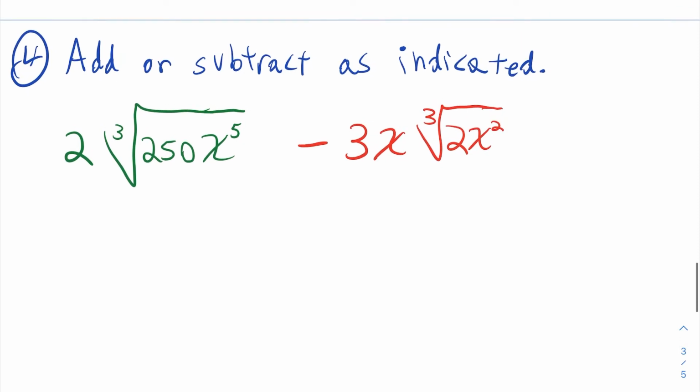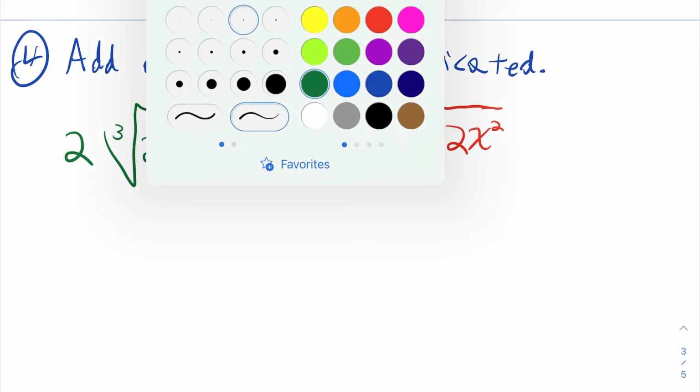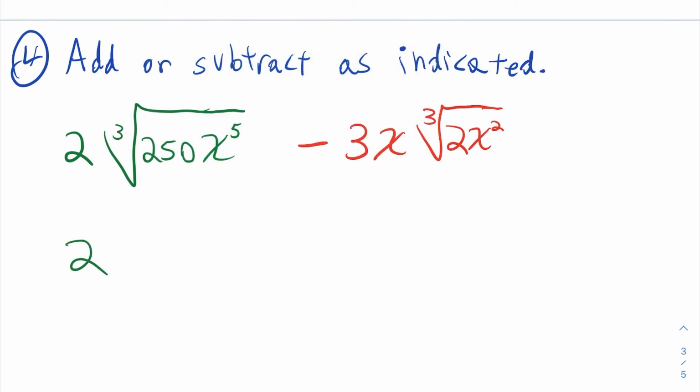Add or subtract as indicated. Okay, well, once again, we're breaking this one up. These are cube roots, so these are slightly different. They're not square roots anymore, they're cube roots. So we have 2, and then we are going to break up that cube root of 250 into two parts. The two factors I know I'm looking for because I know that 125 is a perfect cube. The other factor would be 2 because 125 times 2 is 250.